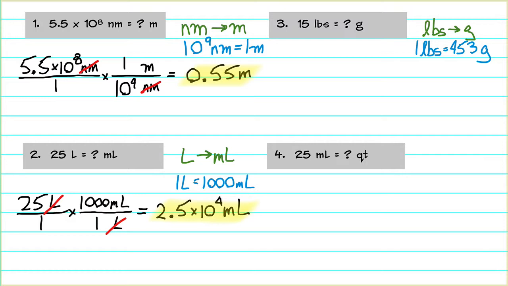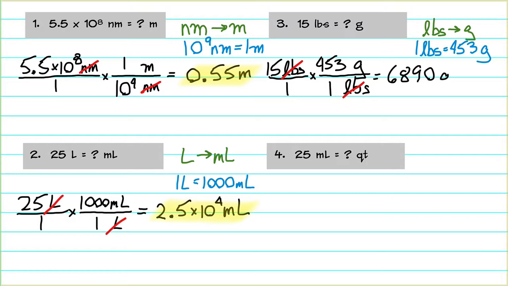So I take my original measurement, which is 15 pounds, put it all over 1, and we're going to do this in one step. And I want pounds to cancel and replace with grams. And for every 1 pound, we said we had 453 grams. I go ahead and cancel the units. And the final answer is, it's going to be a big number. 689 grams.